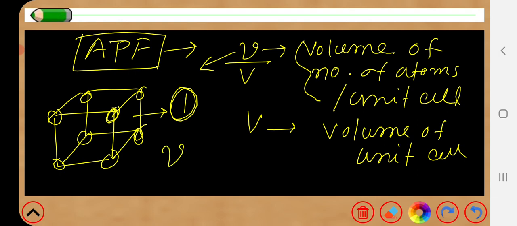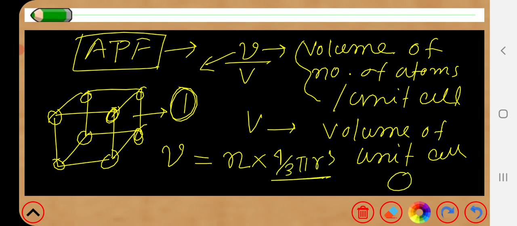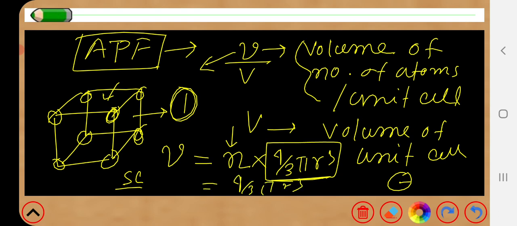So small v is equal to n into 4/3 pi r cube. If r is the radius of one atom, then its volume is 4/3 pi r cube. So how many atoms are there in one unit cell? If we take the simple cubic structure, this n is 1, so v is equal to 4/3 pi r cube. So in this way we will find this v, and if a is the side length of the unit cell, then capital V is a cube. So in this way we can calculate the atomic packing fraction.